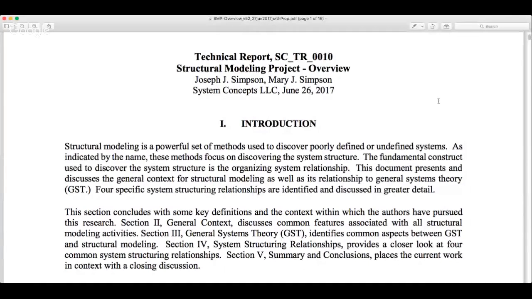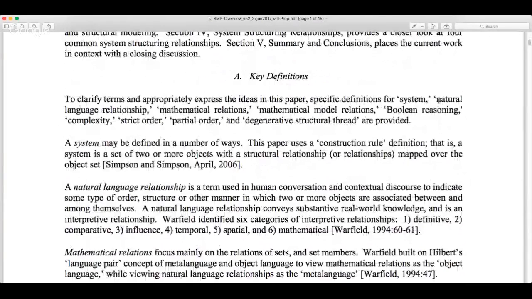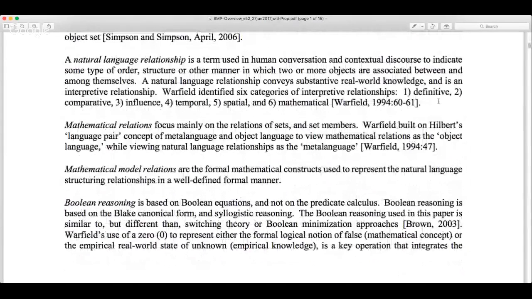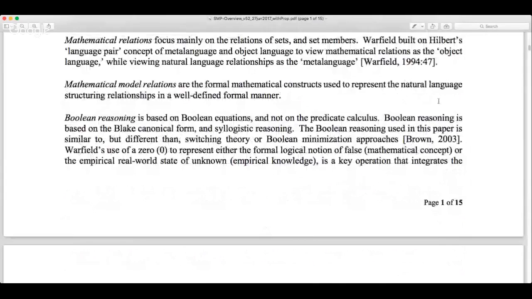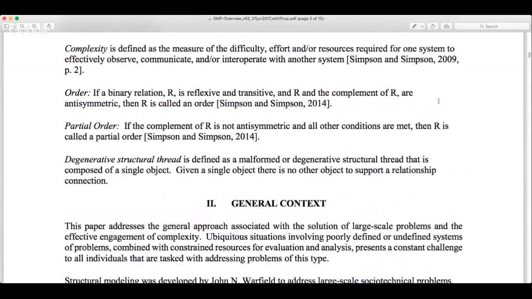So, of course, there are the standard definitions that we put in. We've added a couple new definitions for order, partial order, and degenerative structural thread.